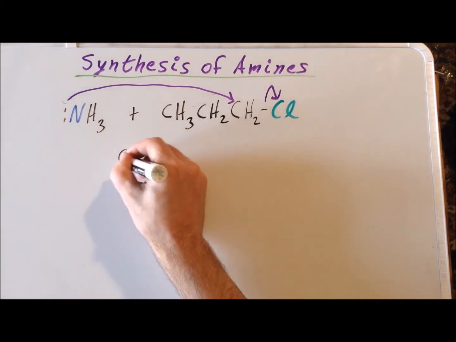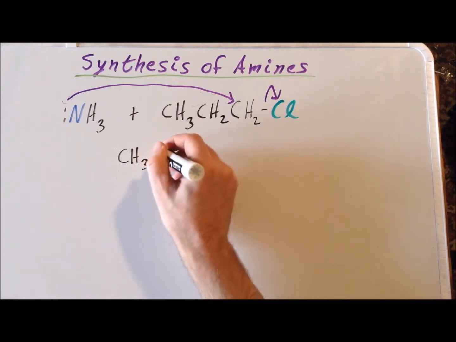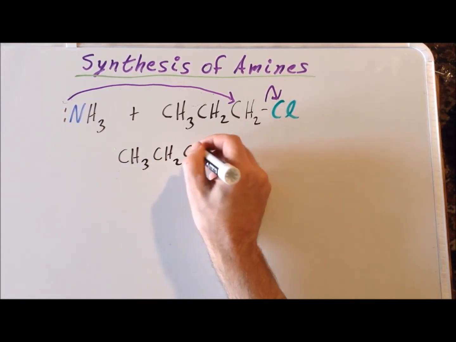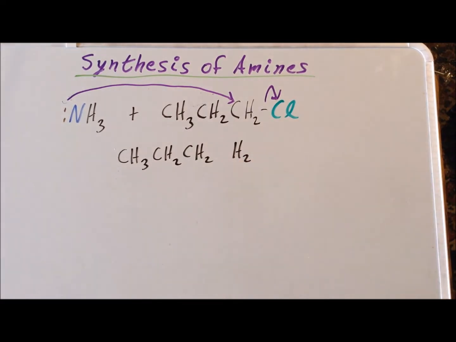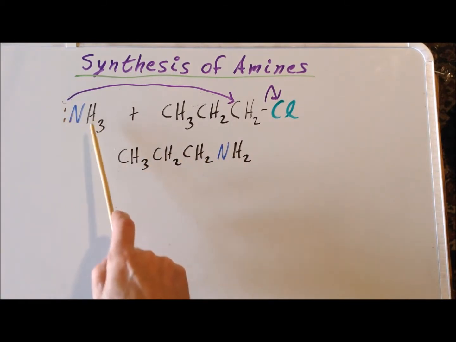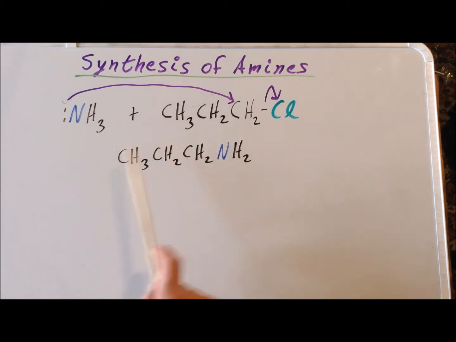and we are left with our major organic product, which is 1-propylamine, or N-propylamine. So in each of the cases so far, we've been adding a slightly longer alkyl chain in place of one of the hydrogens to make a primary amine.